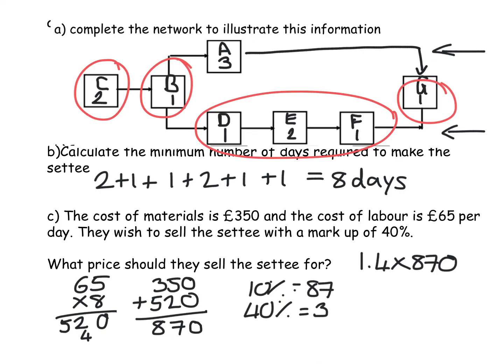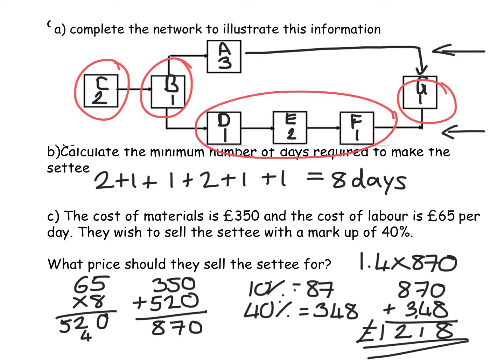So 348 markup. So they need to sell it for 870 plus £348, which is 8, and then 2. So they need to charge £1,218 per settee. Now there isn't always an extra bit to this question. Quite often it's just find the maximum, or the minimum length of time it will require to make the settee. Right, let's look at another one.